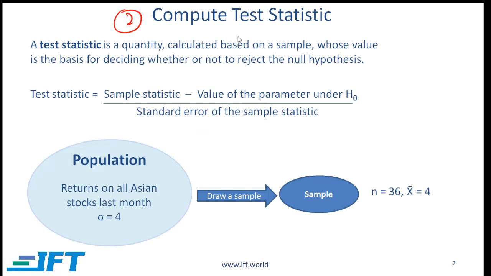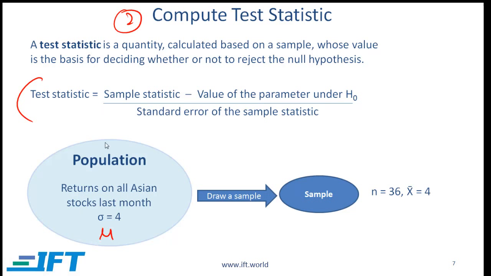Item 2, compute the test statistic. A test statistic is a quantity calculated based on a sample whose value is the basis for deciding whether or not to reject the null hypothesis. This is the formula for calculating the test statistic, where you are interested in the mean of the population.